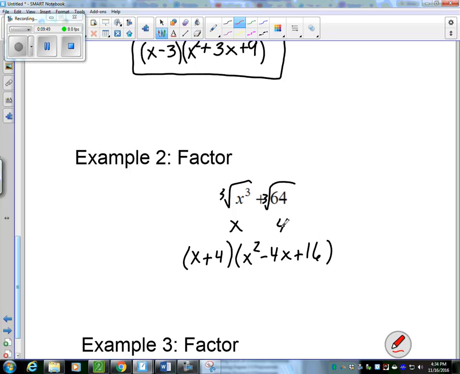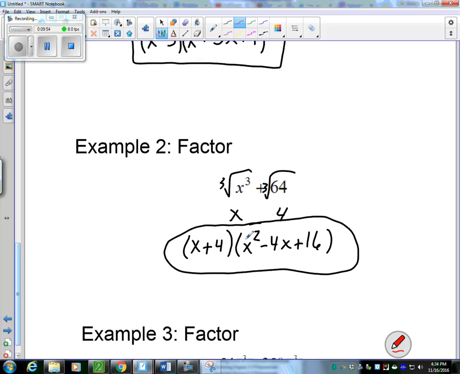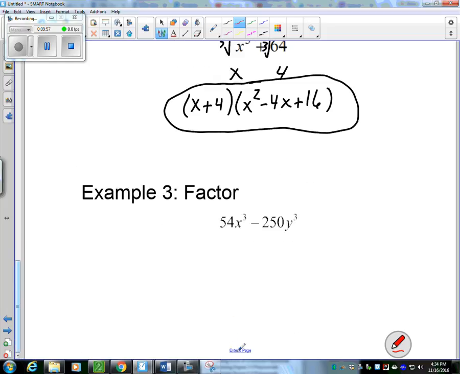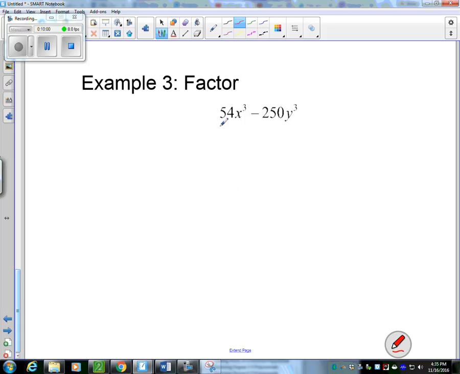Now you're thinking, well, this is probably pretty easy. Let's get to something maybe a little harder, maybe not, up to you. Might not be that much harder, but here we have 54x to the third minus 250y to the third. So is there a greatest common factor? Yeah, there's 2. So let's take 2 out. So you have 2 times 27x to the third minus 125y to the third. For right now, I'm going to disregard the 2. I'm only concentrating on the 27x to the third and the 125y to the third.